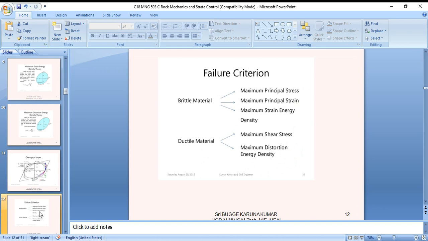So for brittle material, the failure criteria are the maximum principal stress, the maximum principal strain, and the maximum strain energy density. These are used for brittle material. And for ductile material, the failure criteria are maximum shear stress and maximum distortion energy density. So this is a very interesting contrast between brittle material and ductile material.